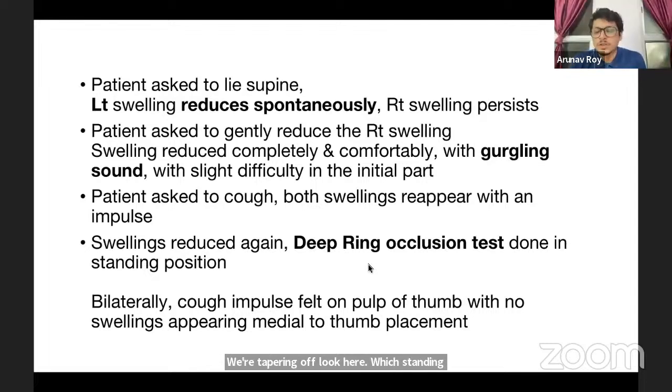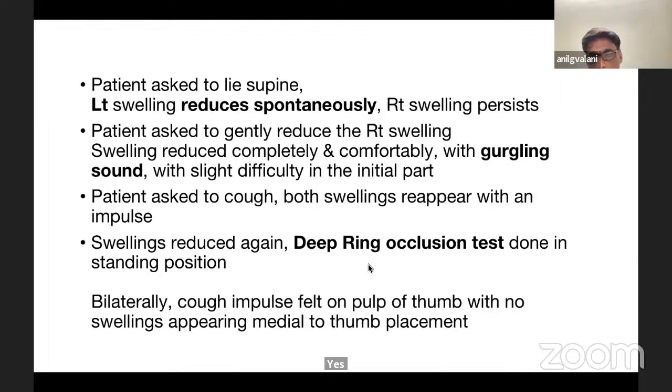In the supine position, after the swellings were reduced, the deep ring was palpated, and after that the patient was asked to stand, sir. But in some books, it is written that the deep ring occlusion test can be done in supine position as well, sir. No, it is always to be done in supine.